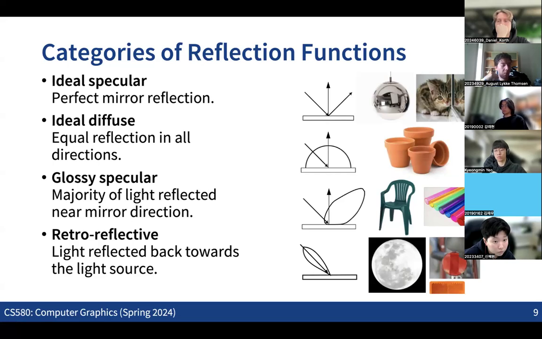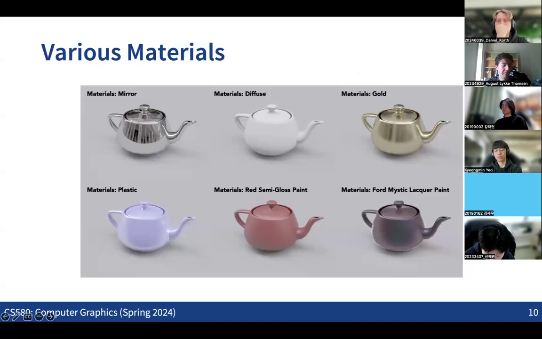So we can define these material properties by defining the reflection functions. Depending on how we define the reflection functions, we can have different appearances of the shapes, as you can see here. Those are the cases with perfect specular reflection, perfect diffuse reflection, and other types of reflections depending on the material property.